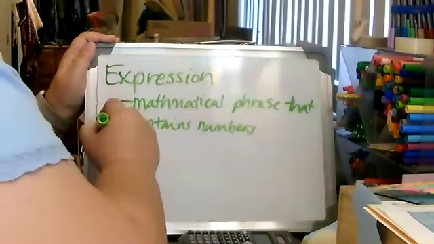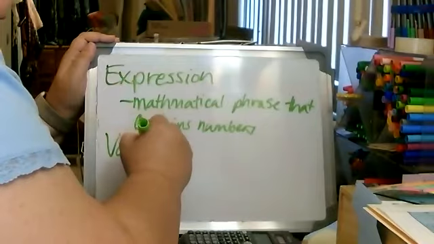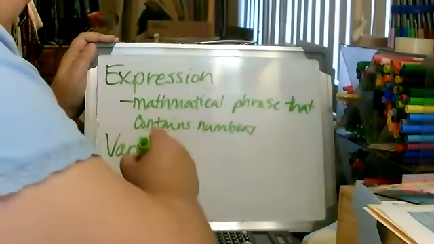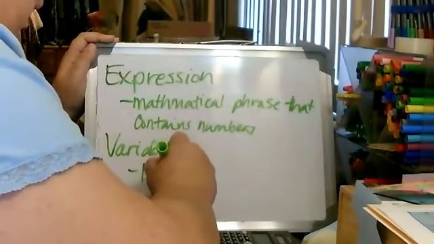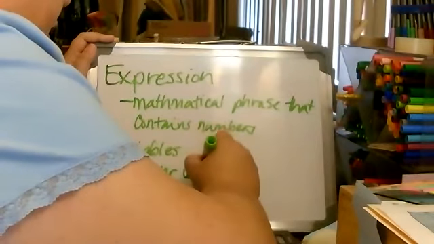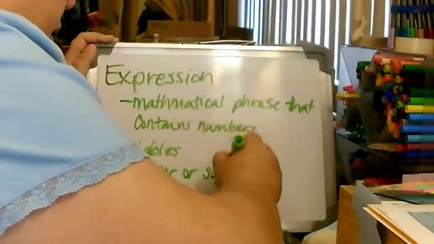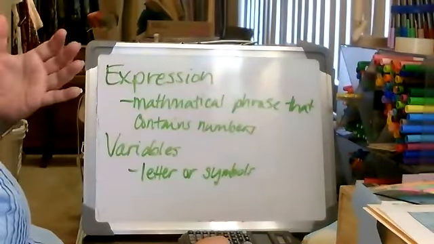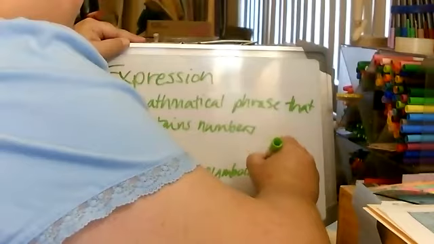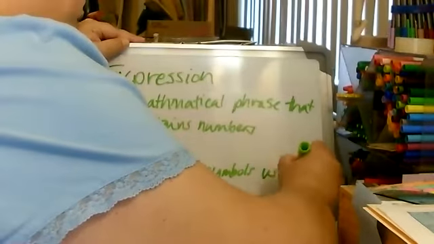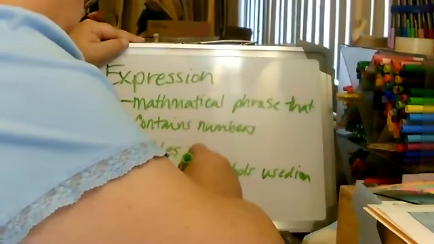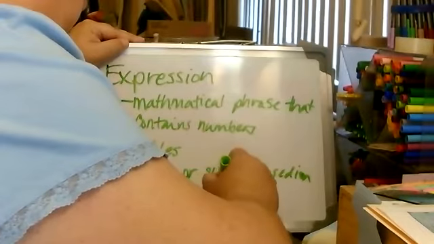Okay, good. The next one is variables. Variables are letters or symbols that are used in place of a quantity that we don't know yet. Used in place of an unknown quantity.